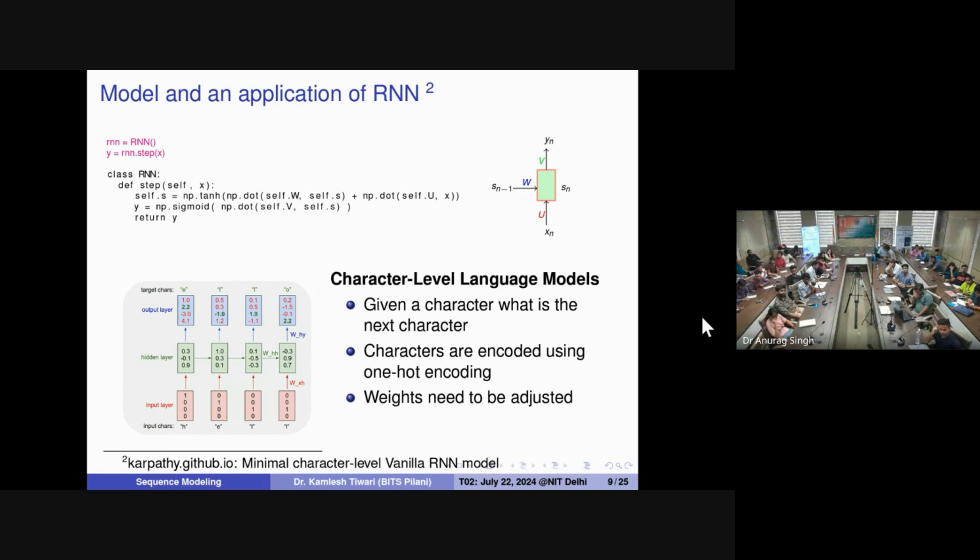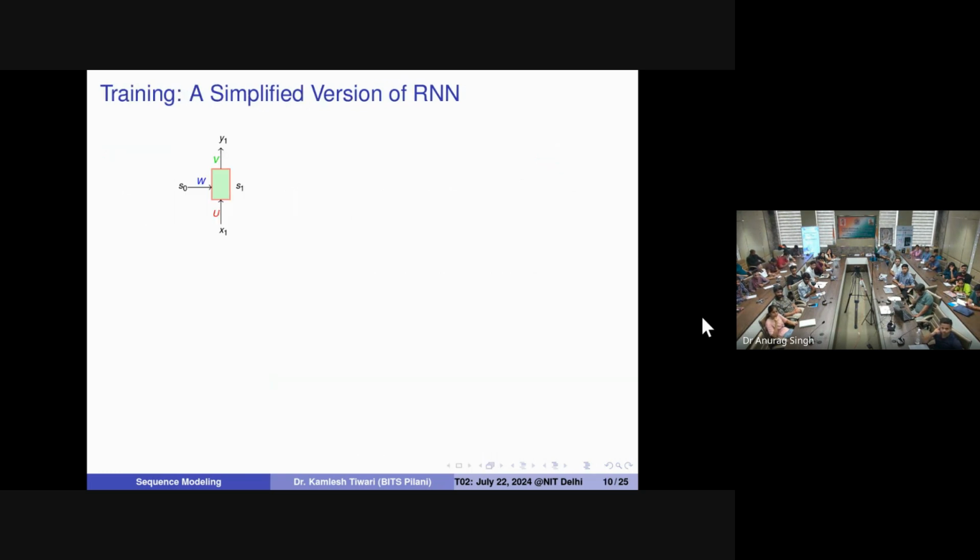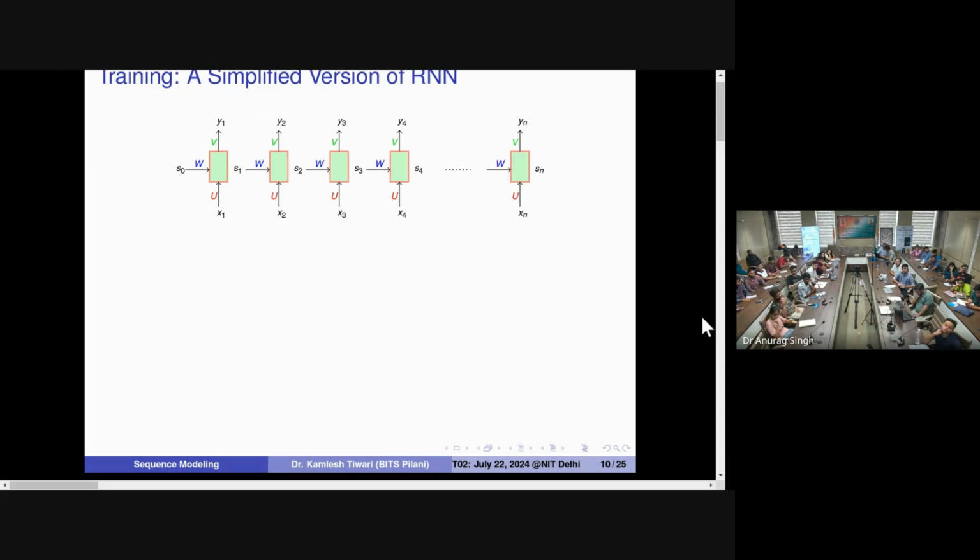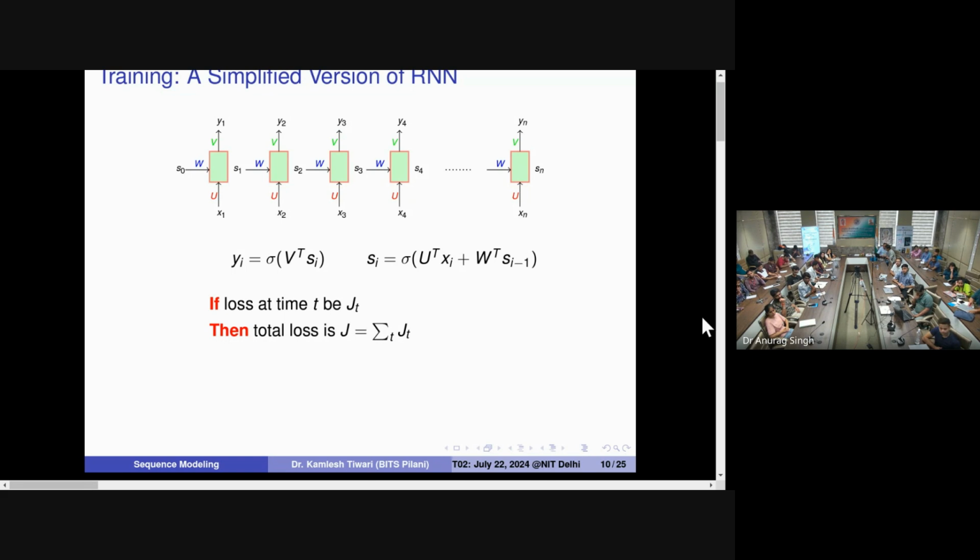Understand? So I want to develop this thing. It is one thing, and it is with respect to time. I want to find out the right parameters of this U, W and V so that I can get the correct output. We have seen that the next state is computed by this formula and the output is computed by this formula. So okay, the system is giving output, how can I train it?